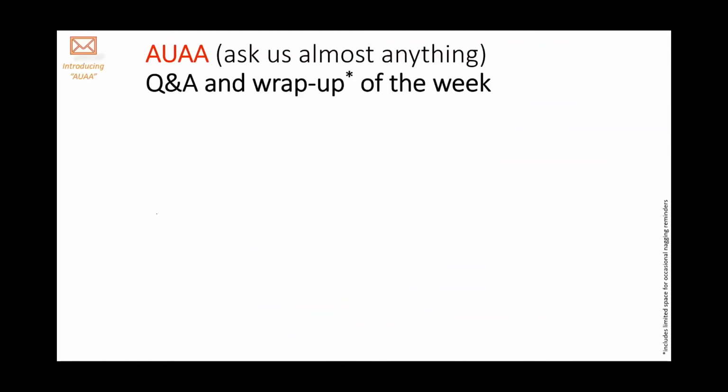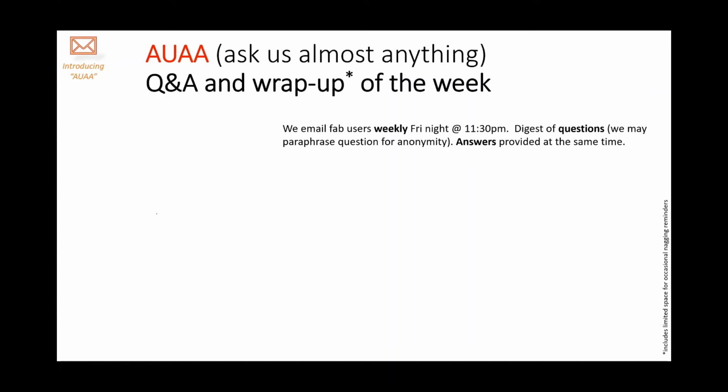Now, I want to also introduce a new thing called, I don't know, AWA or whatever I want to call it. Ask us almost anything, kind of like a Q&A wrap up for the week. And the way this works is that, maybe 11:30 at night, we'll email out weekly to Fab users a digest of any questions we have received with, as much as we can, answers that are available at that time. And yes, the little asterisk means I can include nagging things at the same time, so it's very convenient.